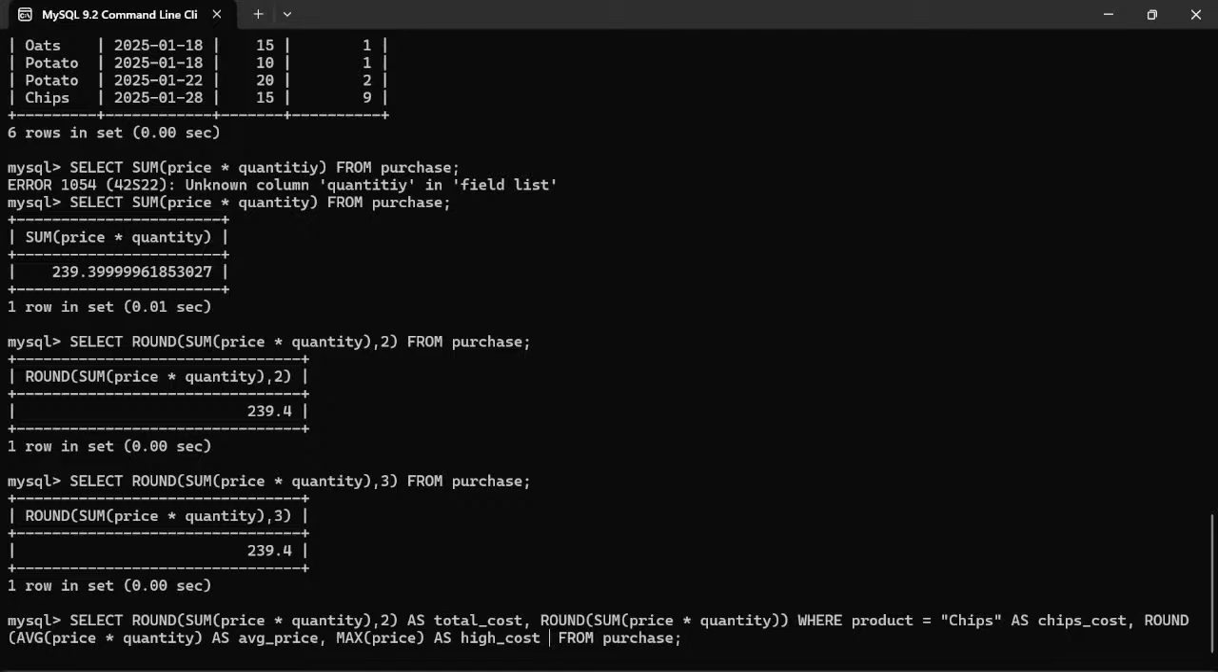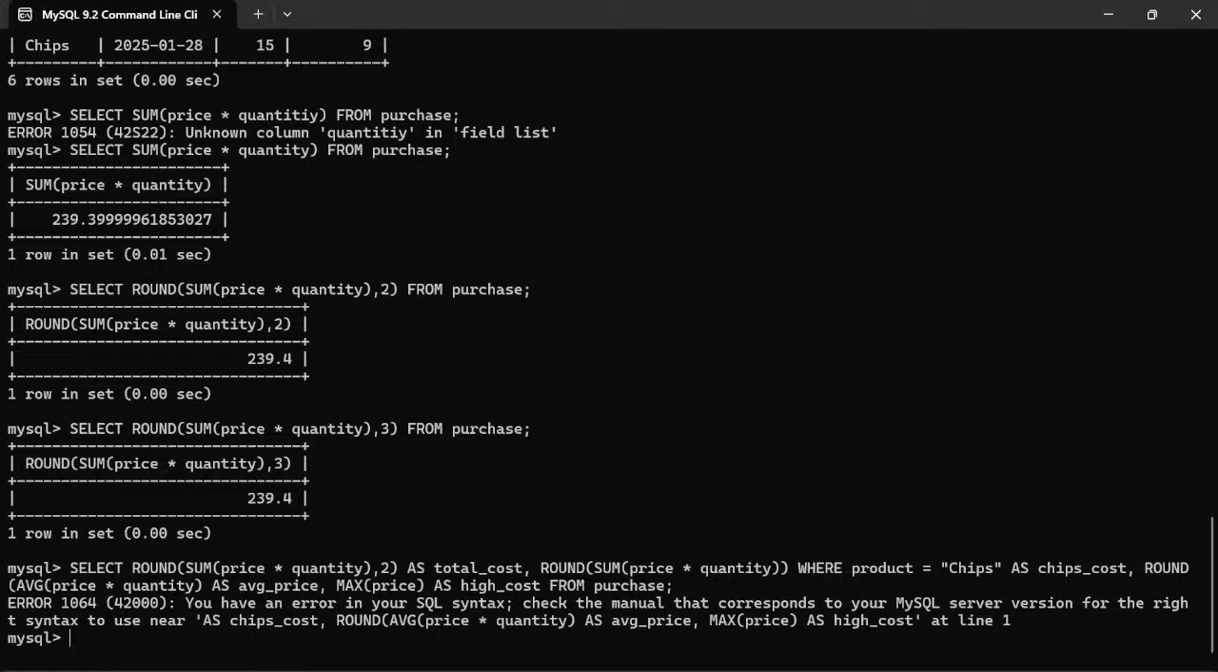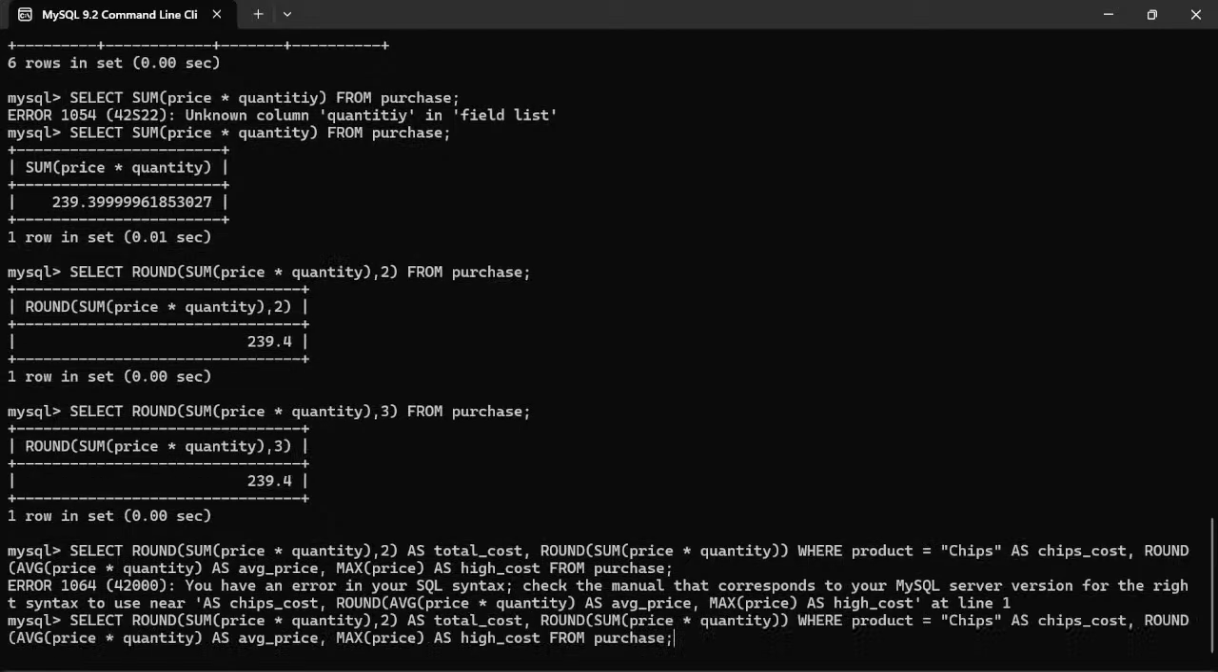That is really interesting, but I don't know if it will work or not. There is some hidden error here, I know it. Near, right syntax to use near as chips cost. Chips cost. Okay, here is the error now.